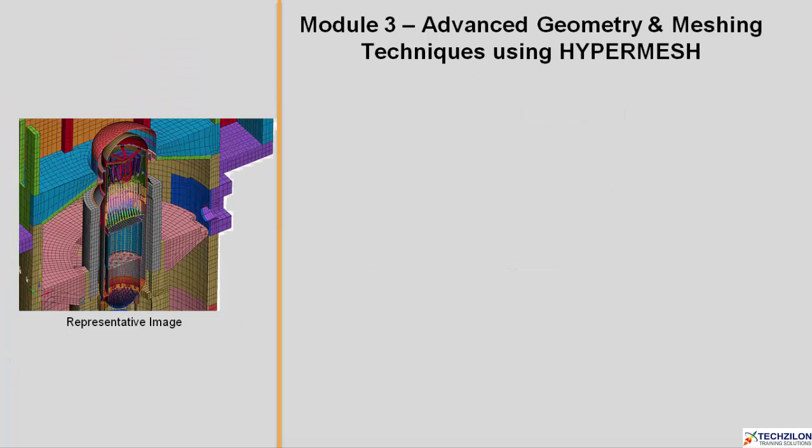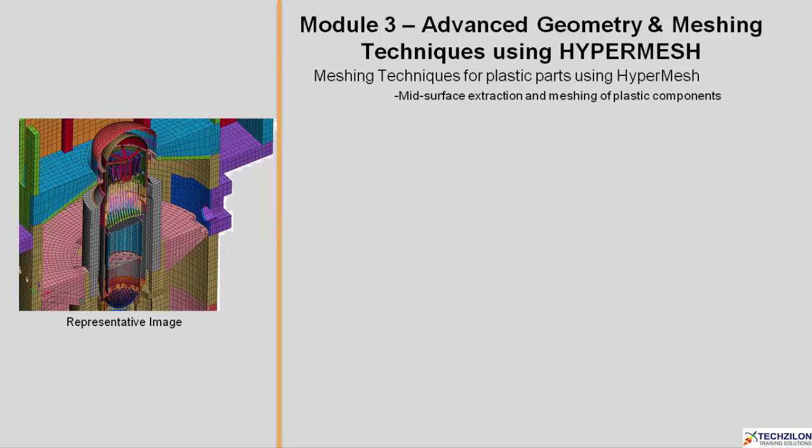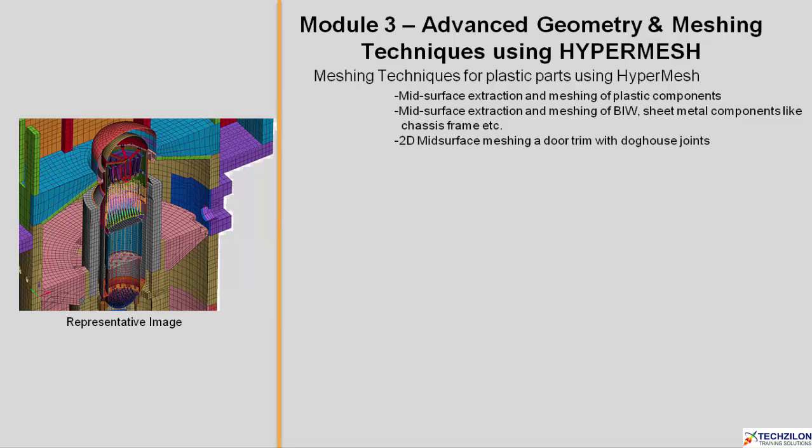Under Module 3, you will learn about the advanced geometry and meshing techniques using HYPERMESH. You will learn about meshing techniques for plastic parts using HYPERMESH, under which you will learn about mid-surface extraction and meshing of plastic components, mid-surface extraction and meshing of BIW sheet metal components like chassis, etc., 2D mid-surface meshing, a door trim with doghouse joints, mid-surface meshing for chassis frame, and 2D meshing generation of automotive and aerospace systems.